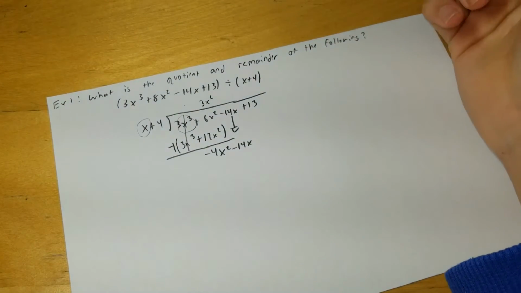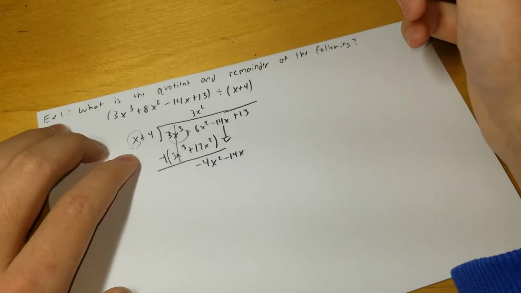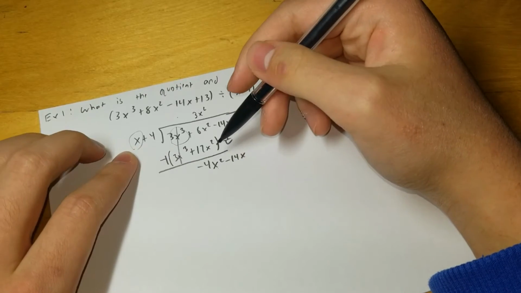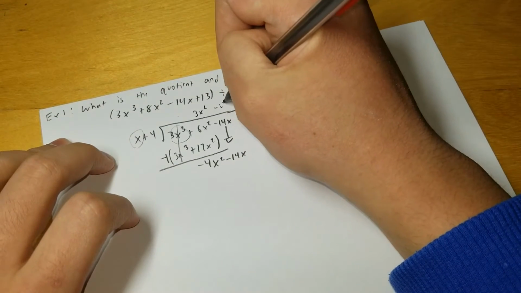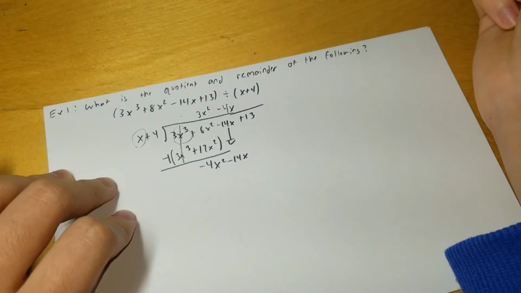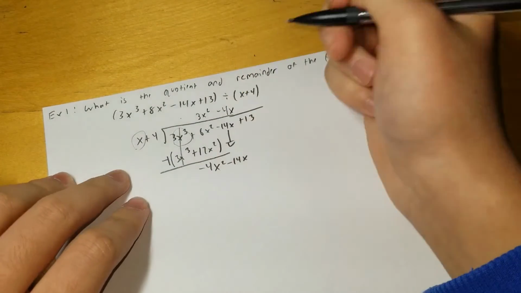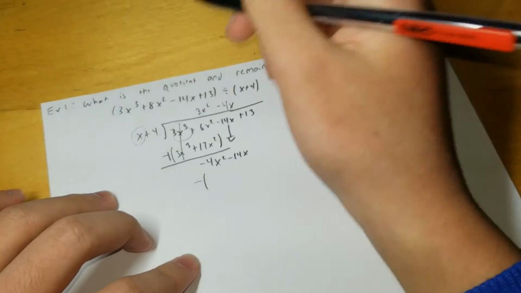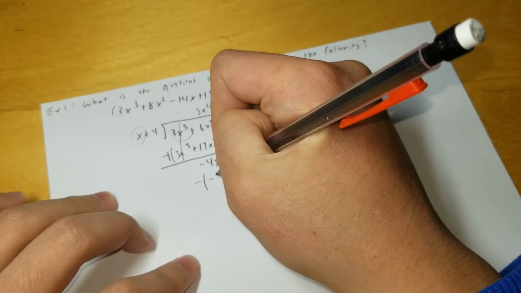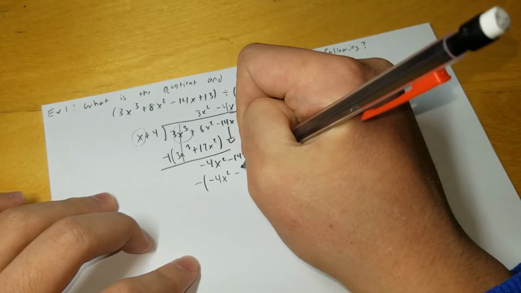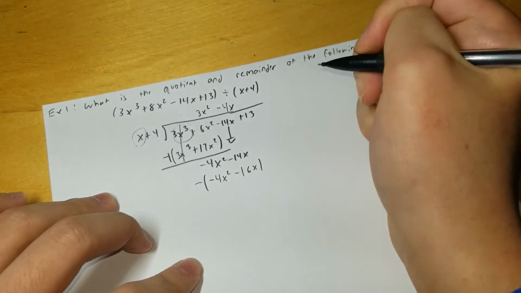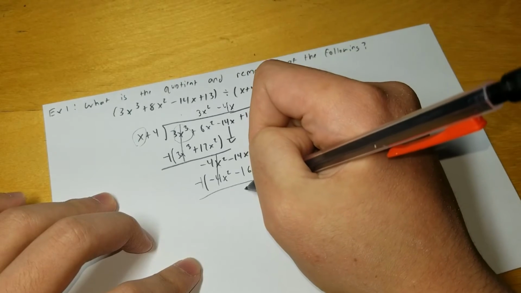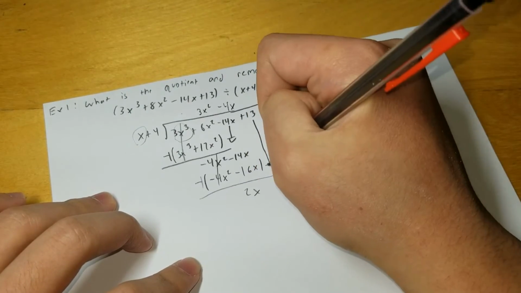And once again, repeat the process. What multiplied with x would give you negative 4x squared? That would be negative 4x. Once again, repeat the process. Subtract negative 4x, and that would give you negative 4x squared minus 16x. This would cancel out, distribute, right? This would cancel out, and then this would become 2x, and then break down this, and plus 13.